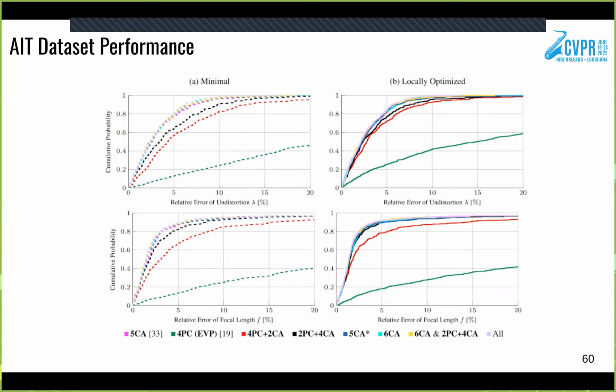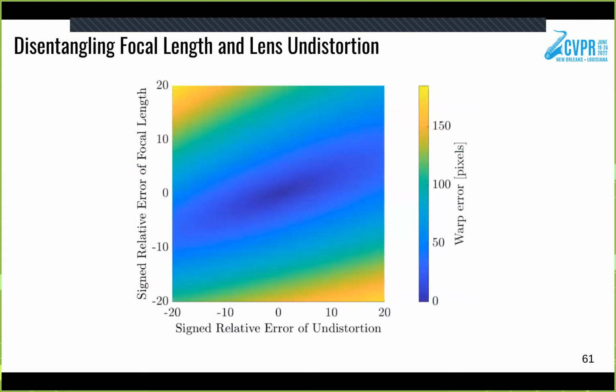I think this is just showing that once you combine all solvers, which is on the right, this pink color, it's giving the best performance on different metrics. These are empirical CDFs. So you have relative error of the lens undistortion parameter and relative error of focal length. And these empirical CDFs are showing the percentage of time that the error is below some threshold. And I'll get to this green line in a second. We'll come back to that.